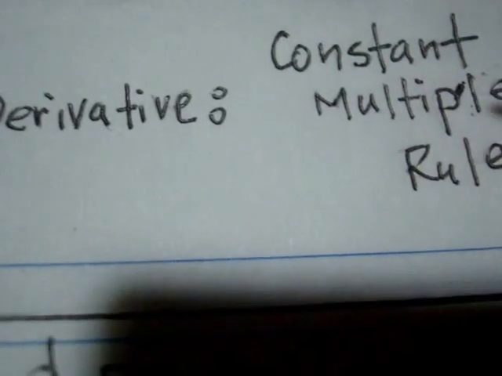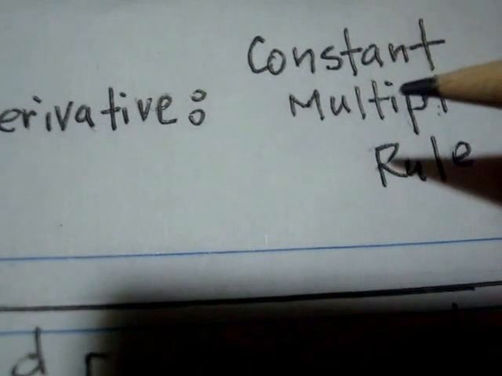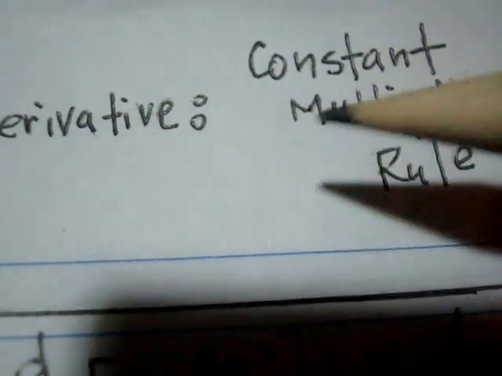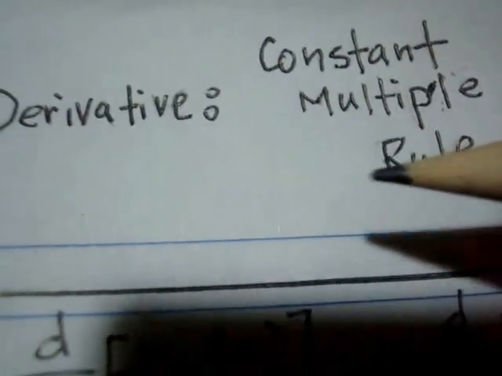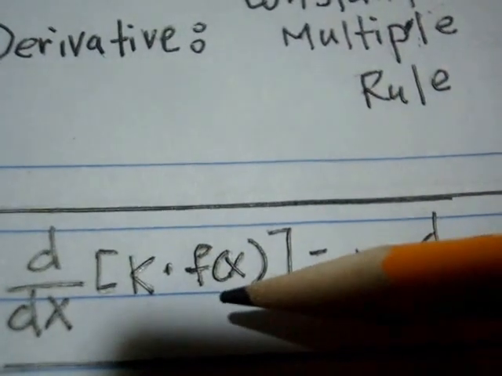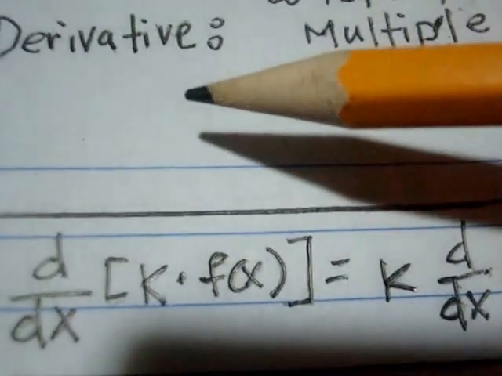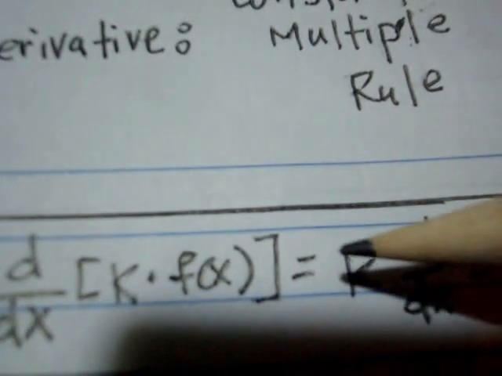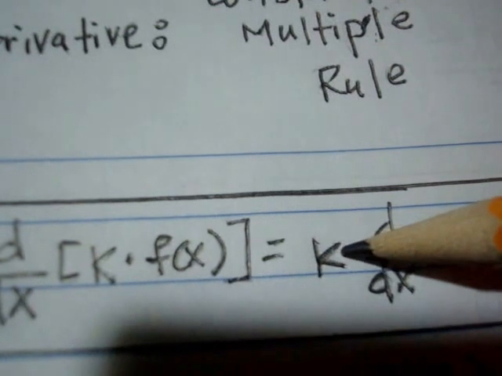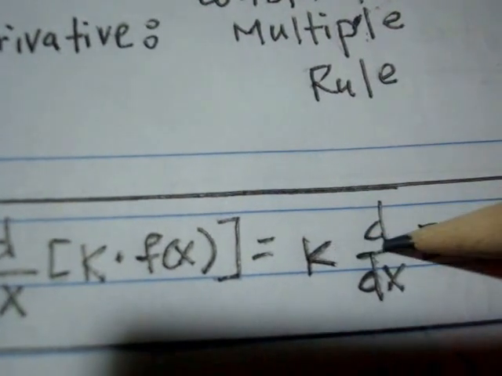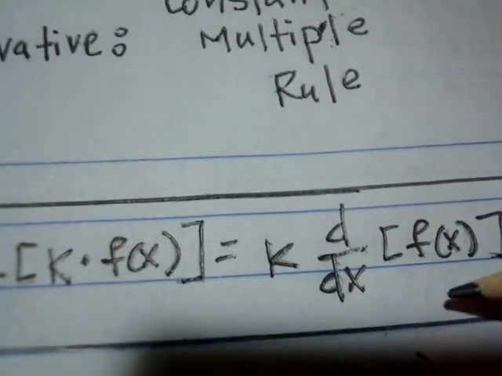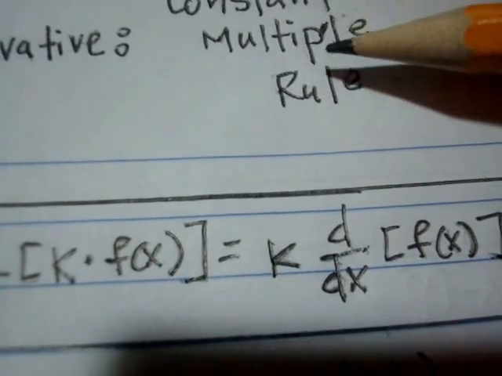Derivative, constant multiple rule. What does this rule mean for the derivative? The constant multiple rule basically means that if you are given a constant times an expression and they want you to take the derivative of it, the thing that you need to do is take out the k, which is a constant, and then take the derivative of that particular expression. This is how you do the constant multiple rule.